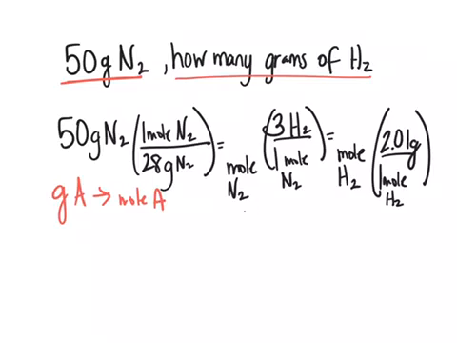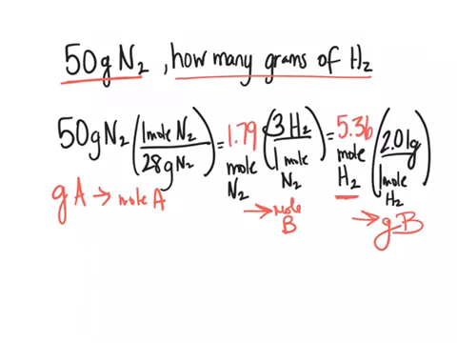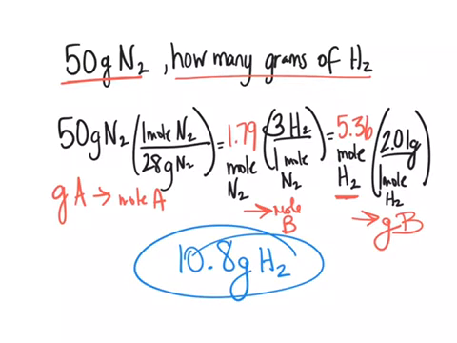Then once I've got moles of A, I'm going to use my mole to mole ratio to get to moles of B. Then once I've got my moles of B, I'm going to use my molar mass of B to get my grams of B. So here's what each of my steps looks like, and then finally I end up with 10.8 grams of H2 as an answer.